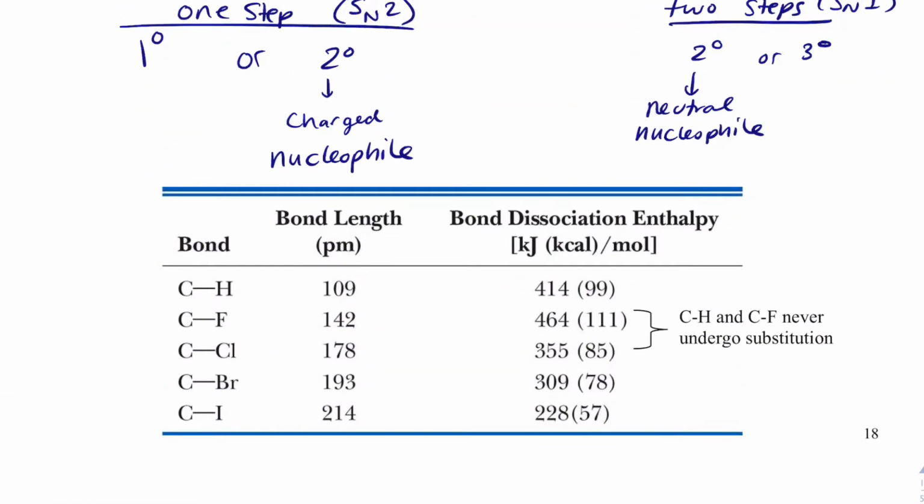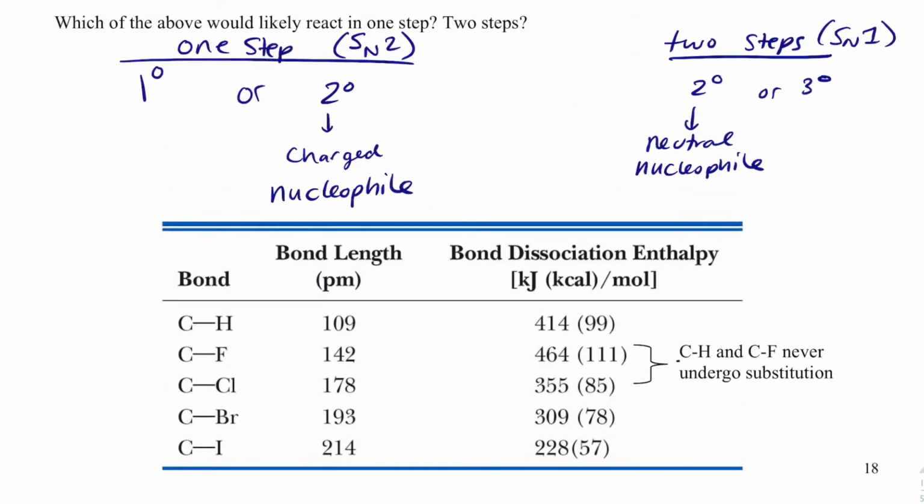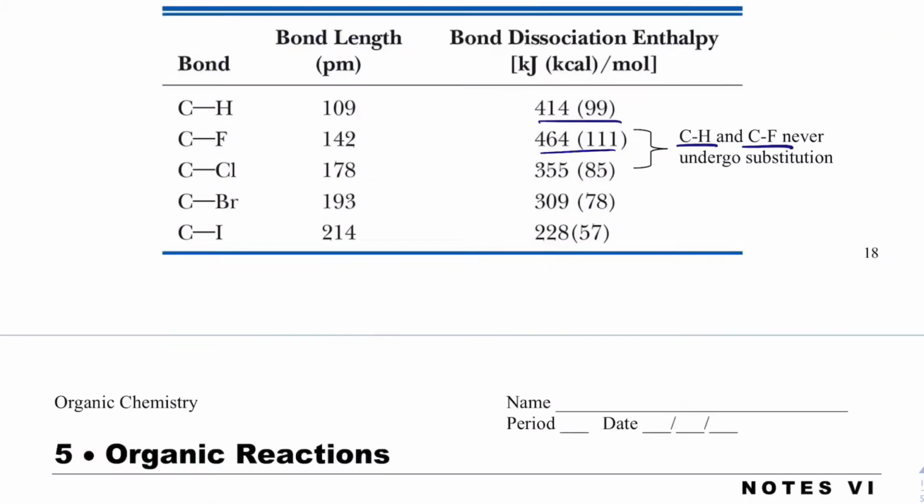Okay, so one thing that we're going to see is that hydrogen and fluorine will never be great leaving groups. The reason why is that their bond energy to break is just so large that it's not going to happen. Okay, not under normal circumstances.